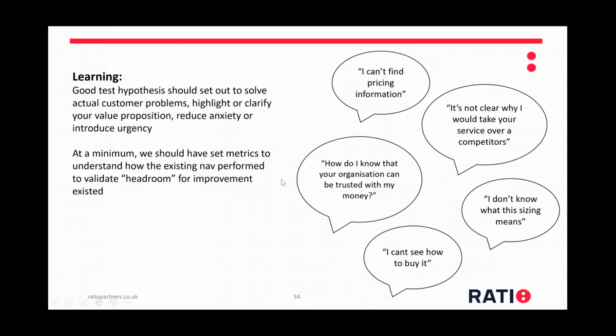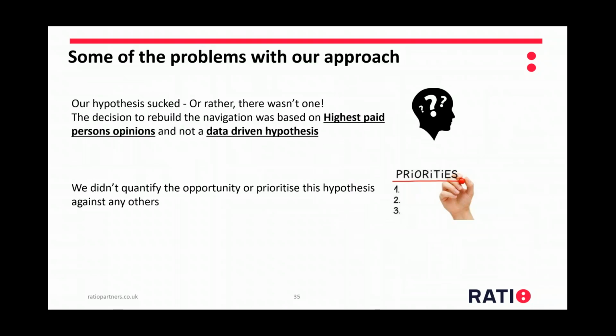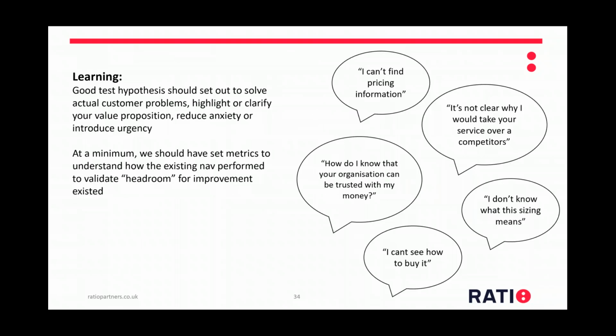And at a minimum, had we not created a test that did any of these things, we should have at least put some metrics in place that helped us understand how the existing navigation menu was performing, to tell if there was any headroom to improve how it was performing. For example, we could have said, of everyone that opens the navigation menu, what percentage of users find a link to click on?